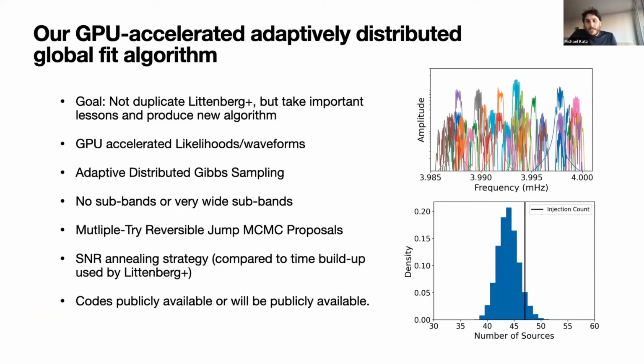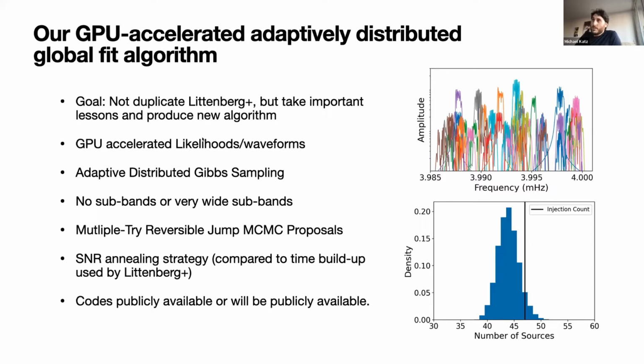I'm mainly going to highlight, lucky for me, I've now gone after Tyson talked and after Stas talked, which has given me quite an introduction to the global fit. So instead of going through those kinds of things, I'm going to focus on what makes our algorithm different. As you can see in the first point, the main thing that we're going for here is to take important lessons from what Tyson and Neil have done, and then produce a new algorithm with it, one that can allow us to investigate different avenues of how to address this very computationally difficult topic.